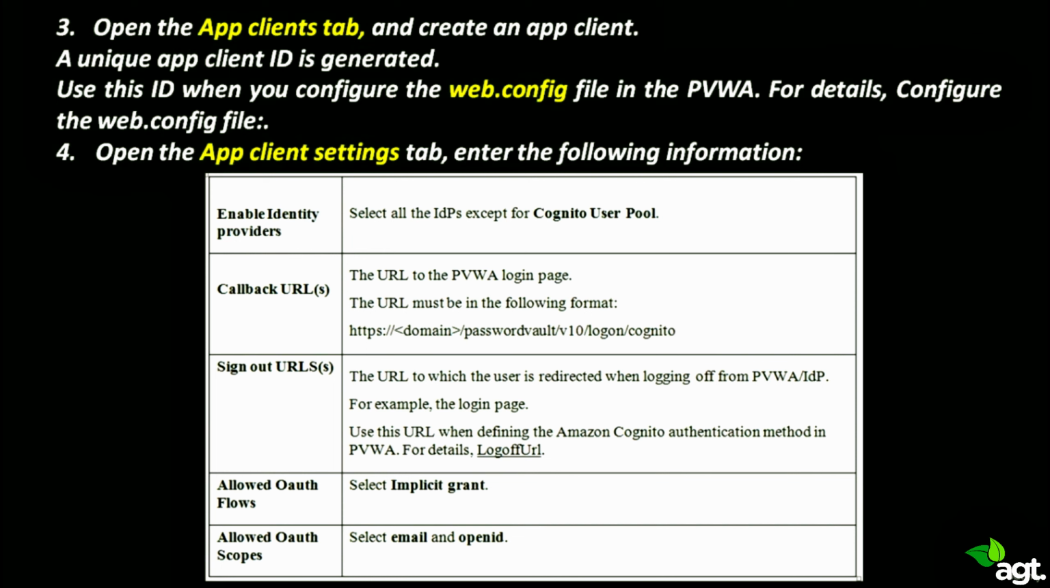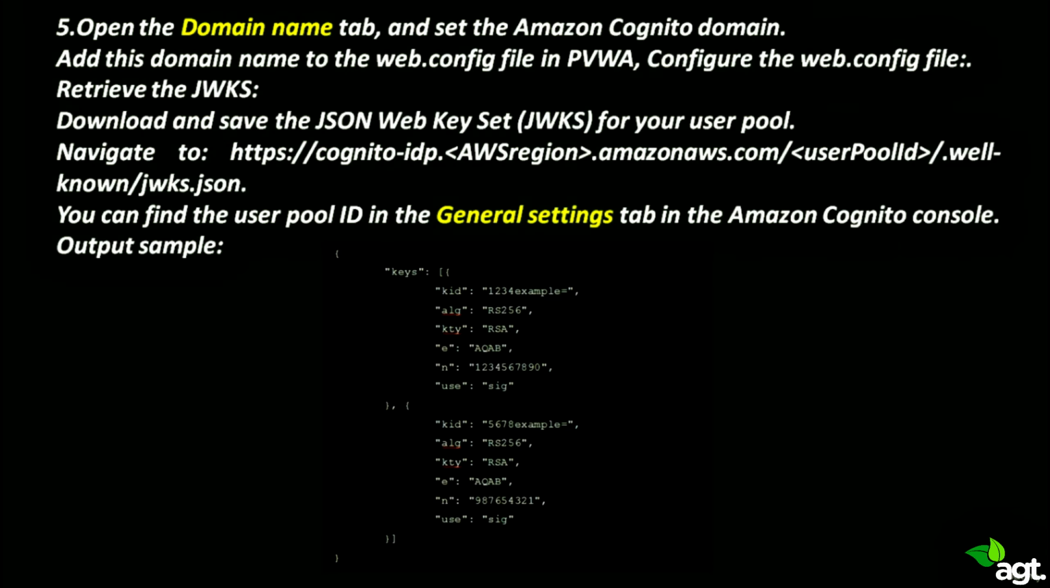The sign-out URLs may be the URL to which the user is redirected when logging off from PWA or the IDP. For example, for the login page, use this URL when defining the Amazon Cognito authentication method in PWA. For details, you can just check it out. What about the logout URL method? Allowed OAuth flows means select implicit grant, and allowed OAuth scopes means select email and openid.